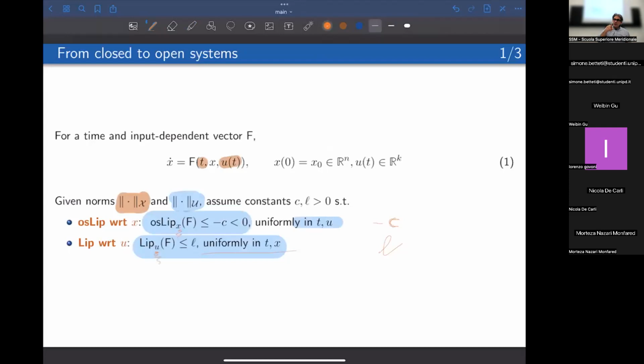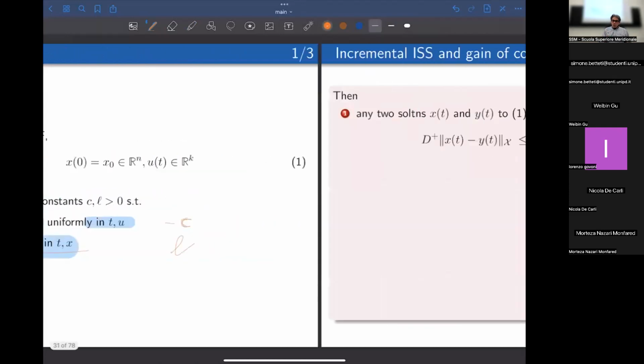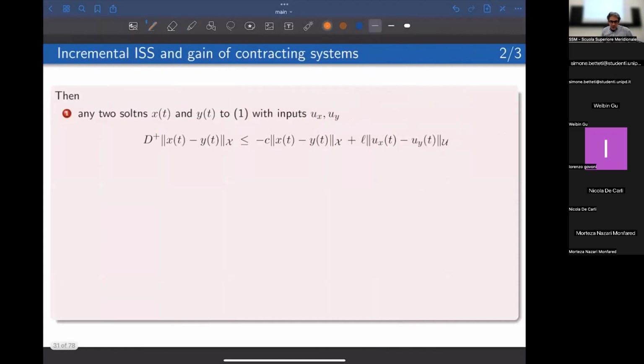With respect to X, your system is contracting infinitesimally. Well, then you obtain this ordinary differential equation. So again, on the left hand side, think of that as a time derivative. Maybe now is the time when I should clarify: why do I have this D plus?